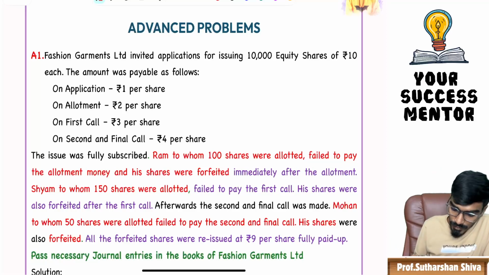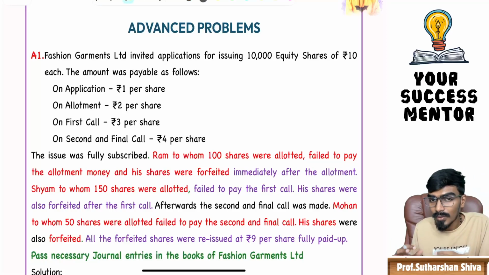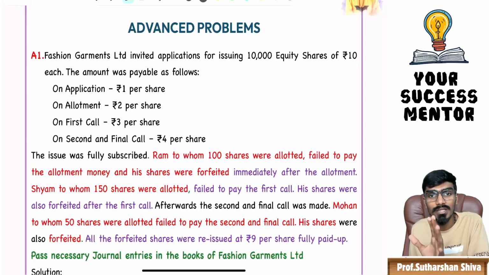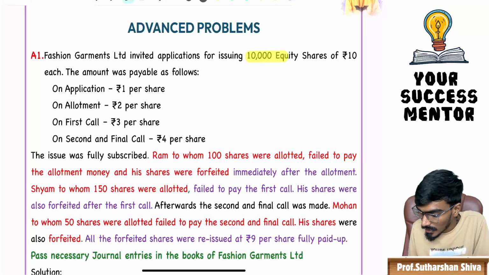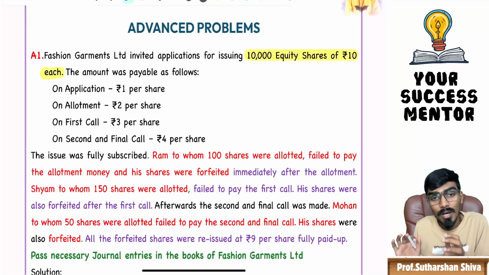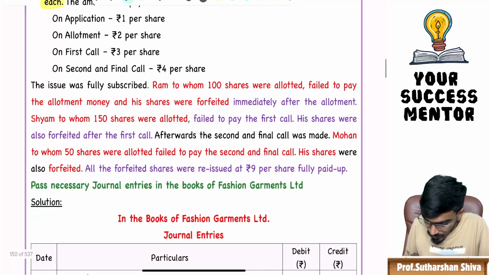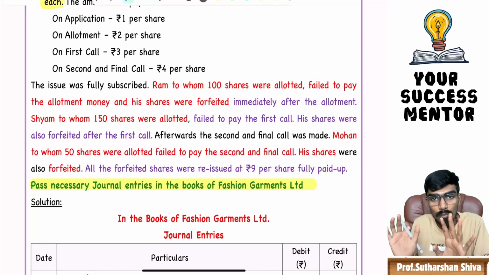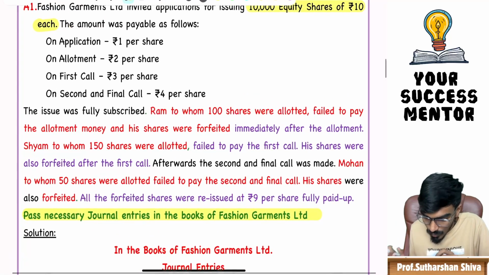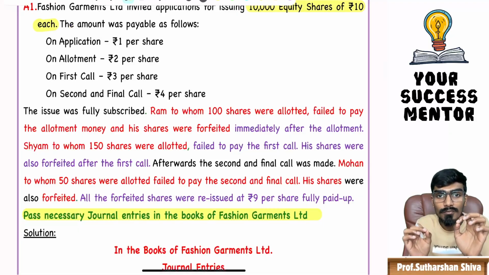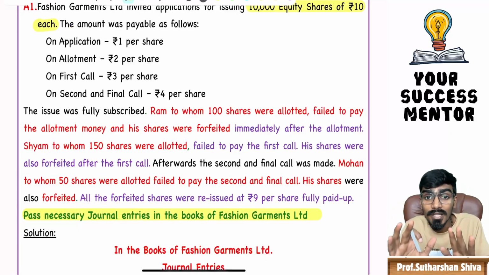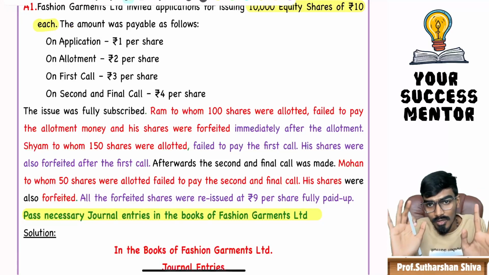Now come to question number A1. We'll try to decode the question first. Fashion Governments invited applications for issuing 10,000 equity shares of rupees 10 each. The amount is payable as follows. What is the requirement of the question? Prepare necessary journal entries. No balance sheet, nothing. Now, in this there are application, allotment, first call and final call. Be thankful to this question because it does not involve securities premium. Are you able to understand?